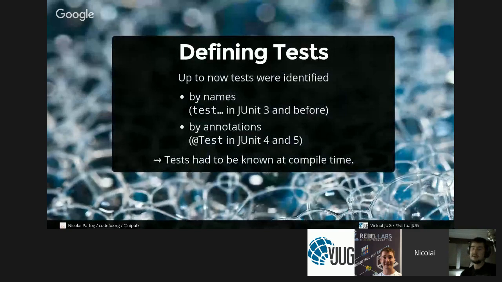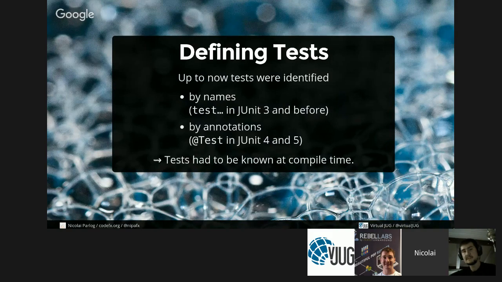in JUnit 3, you had a test suite, which was a little different from the way you declare tests usually. But usually, you used to declare tests by having a method called test something, and then JUnit 3 would find them and execute them eventually. In JUnit 4, we got annotations, so we could just add @Test on any method, and then JUnit 4 would find them and execute them. And the same is true with JUnit 5.